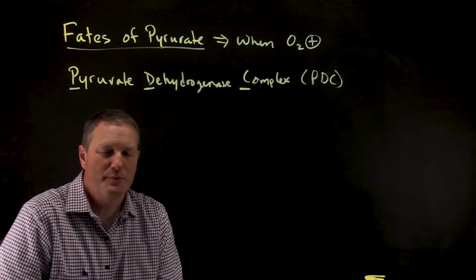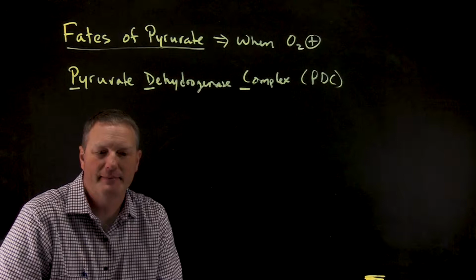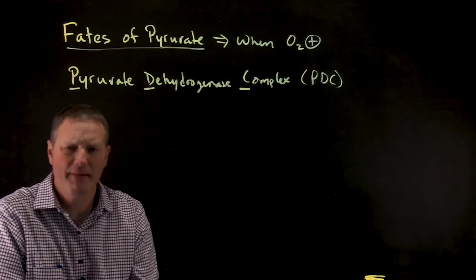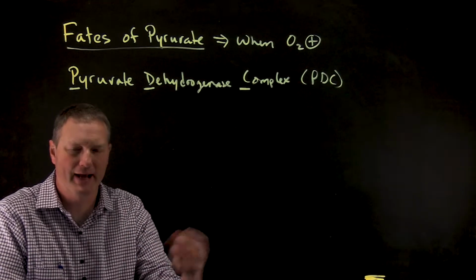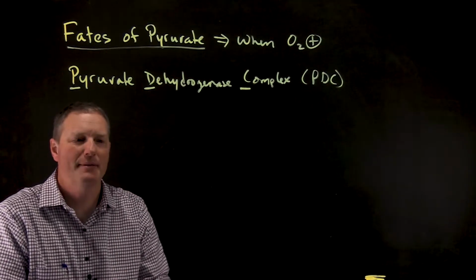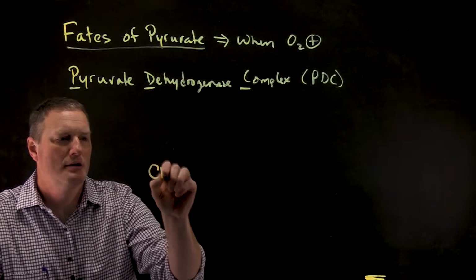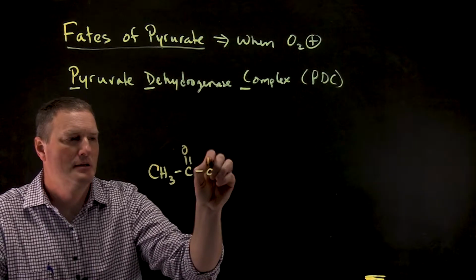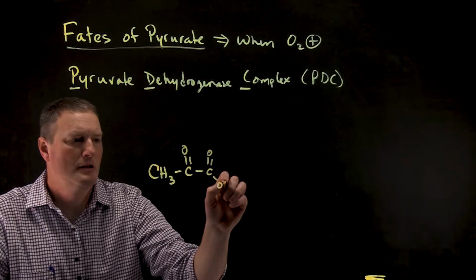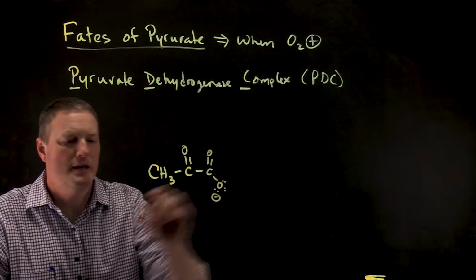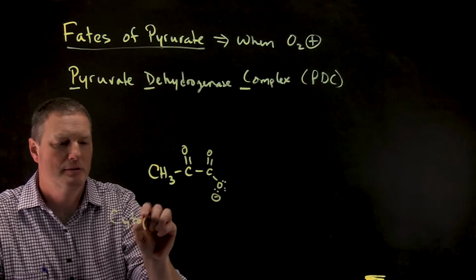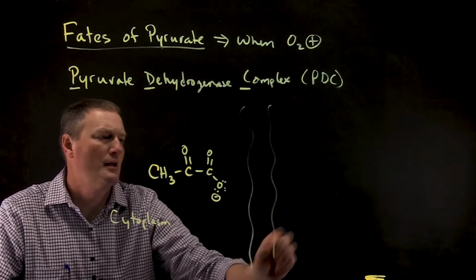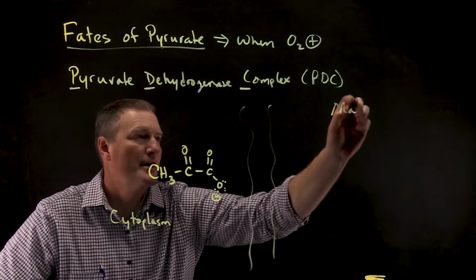So when oxygen becomes present, the pyruvate that's formed in glycolysis out in the cytoplasm ultimately has to get into the mitochondria. And so what will happen, let me just draw the structure of pyruvate here. And this is in the cytoplasm. This is the matrix of the mitochondria.